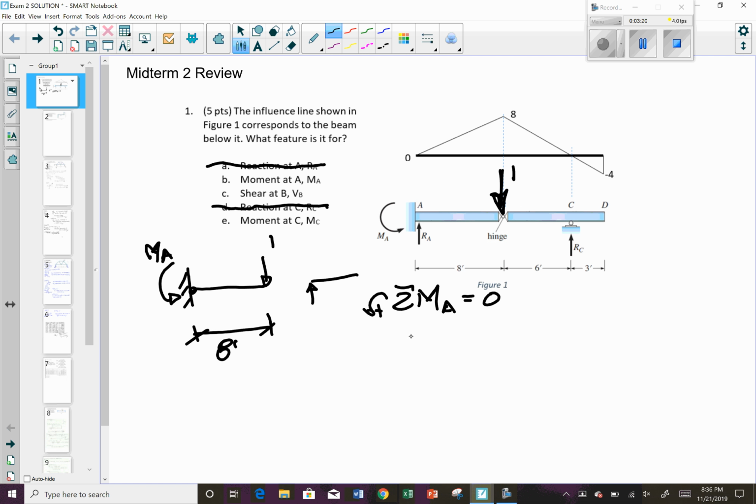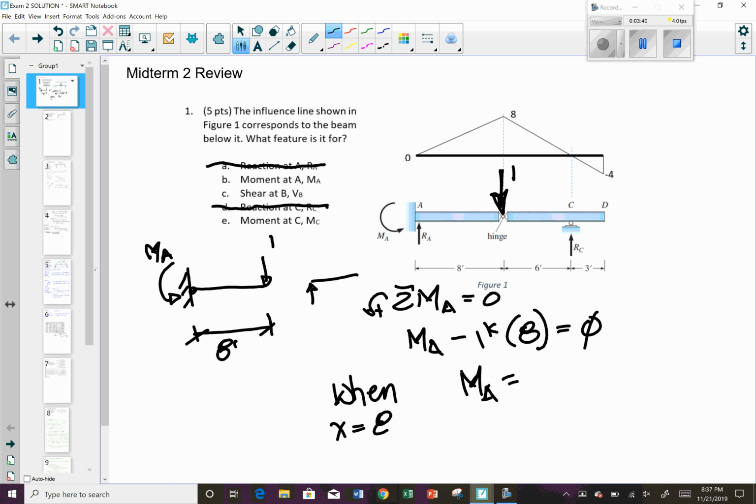It doesn't really matter. So we have MA going in that direction minus 1 kip times 8 equals 0. Therefore, when x is equal to 8 feet, MA is equal to 8 kip-feet. So this influence line corresponds to the moment at A. That's our solution for this one.